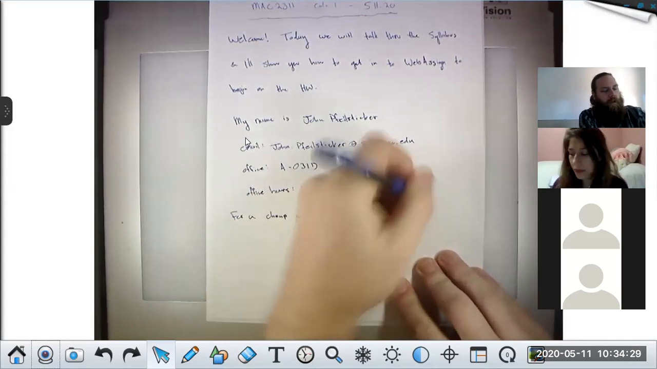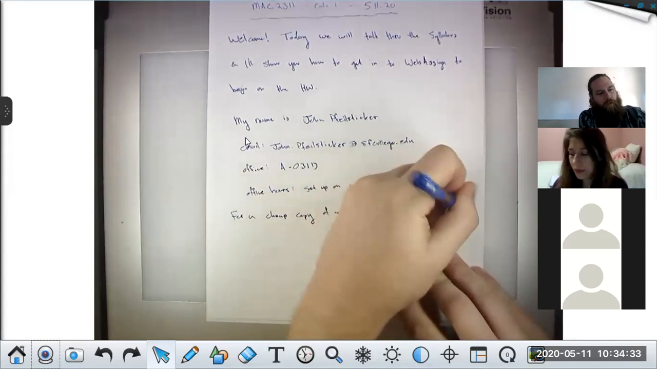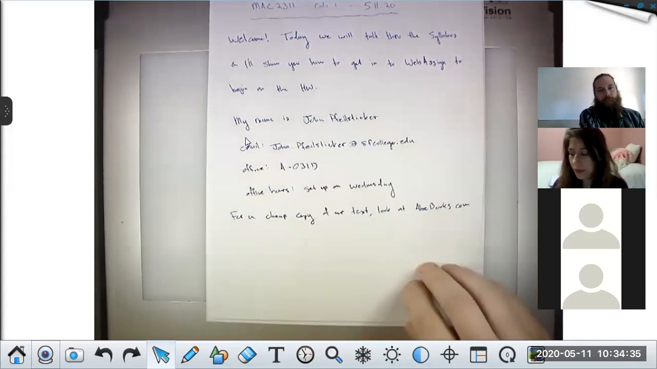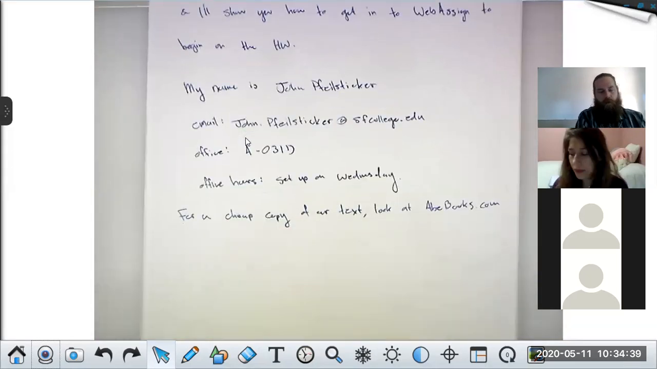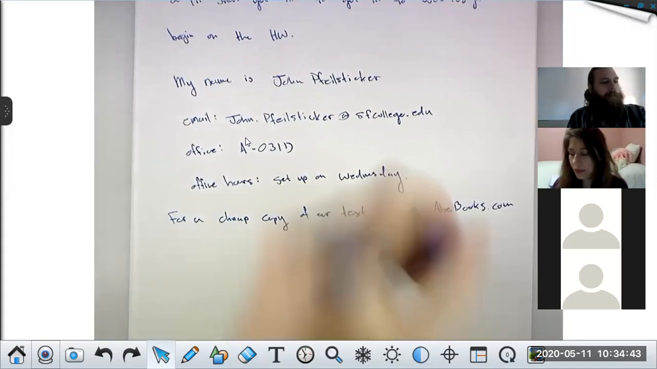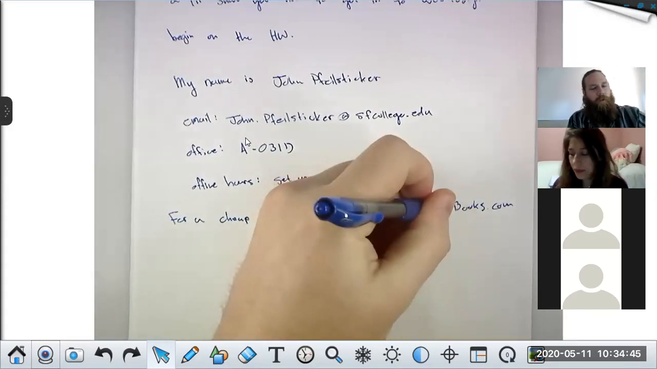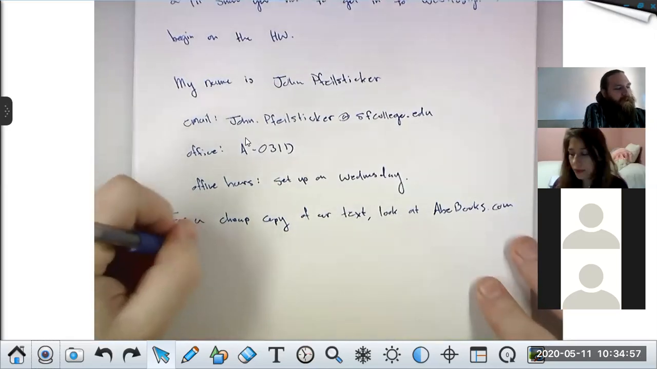I suggest abebooks.com. Sorry. Yeah, that's ABE, like Abe Lincoln, books.com. They have really good deals on old textbooks. I think I've seen copies of this book in the $20 to $30 range, if you can find it used. Other places to look are Library Genesis.